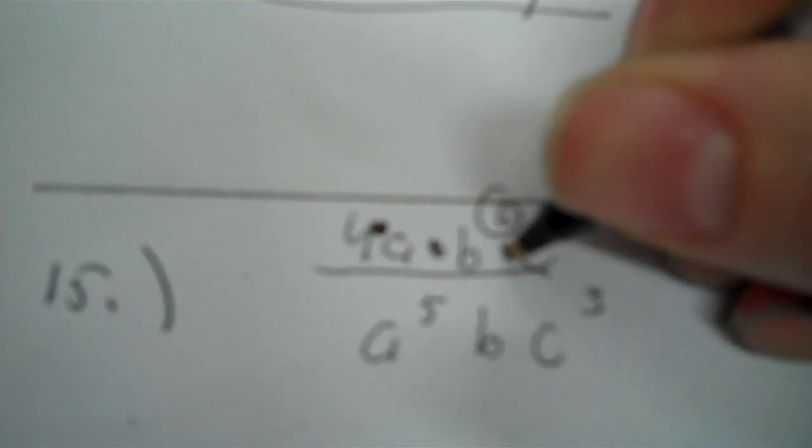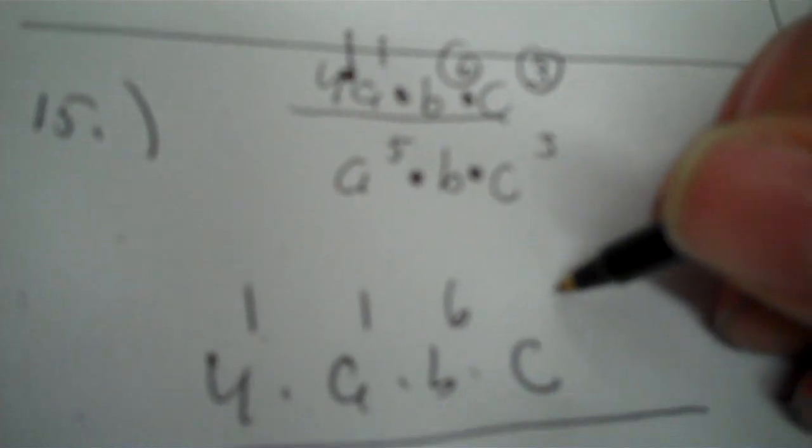Okay, number 15. Now, on top we have division. That's okay. So 4 times a times b to the 6th times c to the 3rd. Then a to the 5th times b times c. So I just look at the top, we got 4 times a times b times c. On bottom you got a, b, and c. Okay, 4's to the 1, a's to the 1, b's to the 6, c's to the 3rd, no distributing. Then a to the 5th, b to the 1, and c to the 3rd.